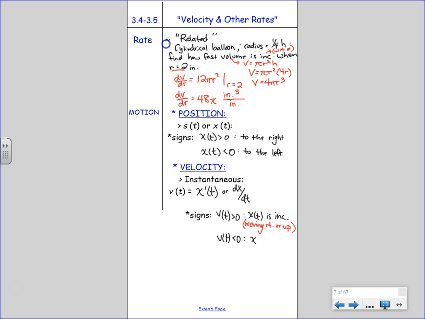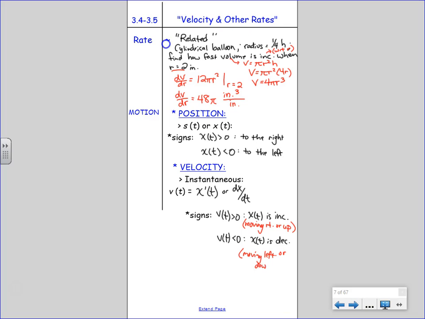Velocity negative, x of t is decreasing. And how do we put that in context specifically with motion? Moving left or down. Now, once we get into polar, we'll be able to say not just right, left, not just up, down. We'll have it all together, but that's going to get a little intense.